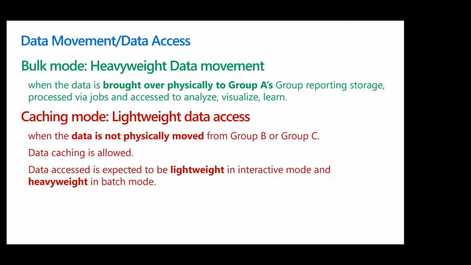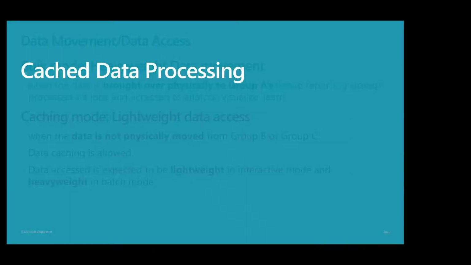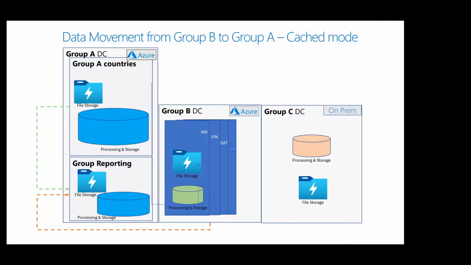Caching mode or lightweight data access is where data is not physically allowed to go from one country to another zone, but it goes with a caveat that data caching is allowed, in the sense data from another country can be cached in group reporting area, and it is expected to be lightweight. It may not be like terabytes of data or petabytes or even gigabytes of data. So how do we go about it?